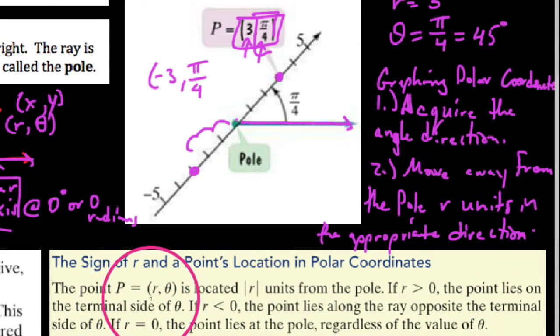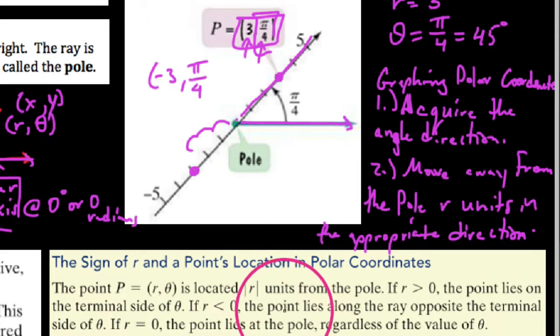And so we say that the point P, if it is defined as some r and some theta, is located the absolute value of r units away from the pole. That is to say that the distance from the point back to the origin is always positive. But we say that if r is positive, the point lies on the terminal side of theta. That is to say that if our angle is pi over 4, then it terminates here in the first quadrant, and our point lies on that terminal side right there.